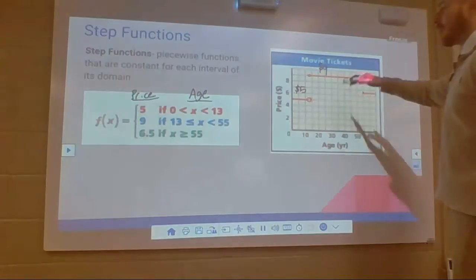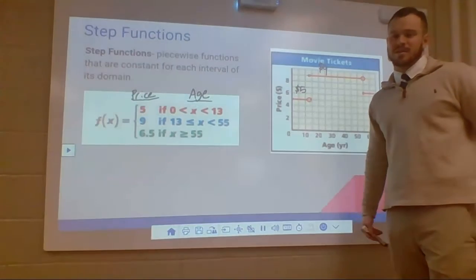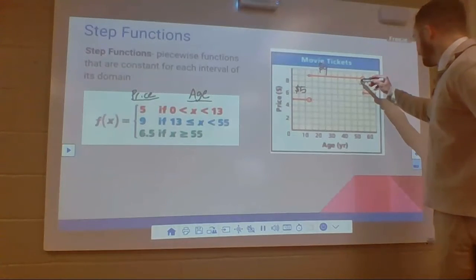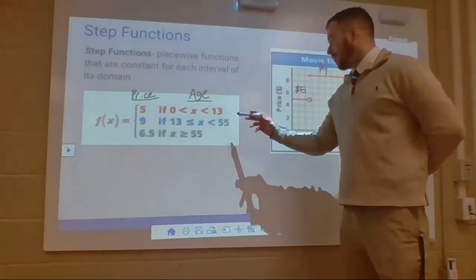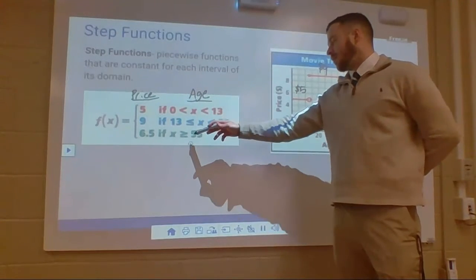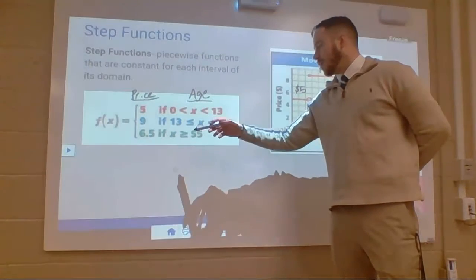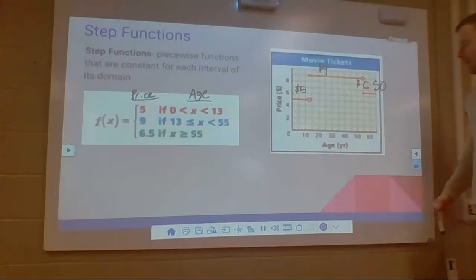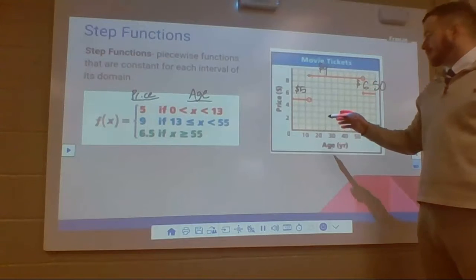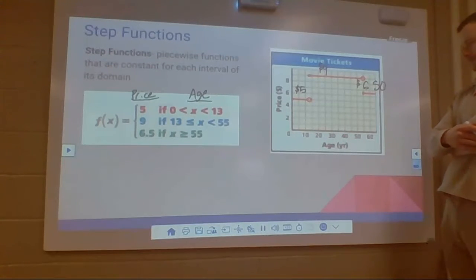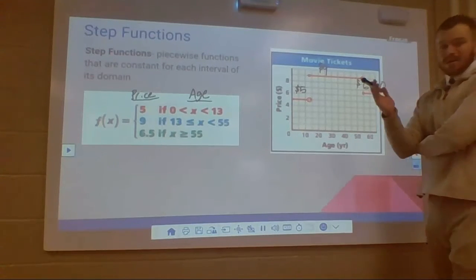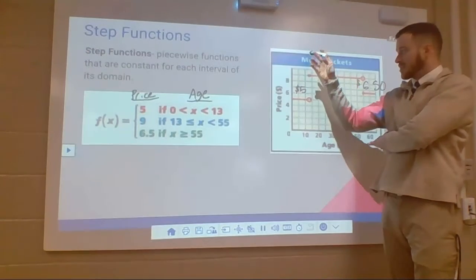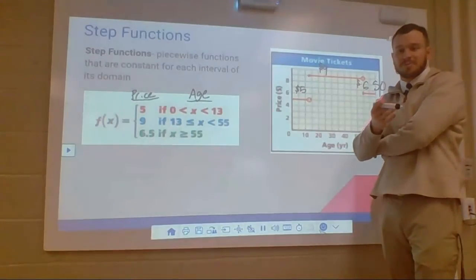Then you pay $9 until you finally get that senior citizen discount, and you get to pay $6.50. So $6.50. All right. So as soon as you turn 55, you start paying $6.50, right? $6.50 for the rest of your life. So this step function represents movie tickets. So we can see here that piecewise functions can represent real life scenarios. And this step function specifically represents how much you might pay.